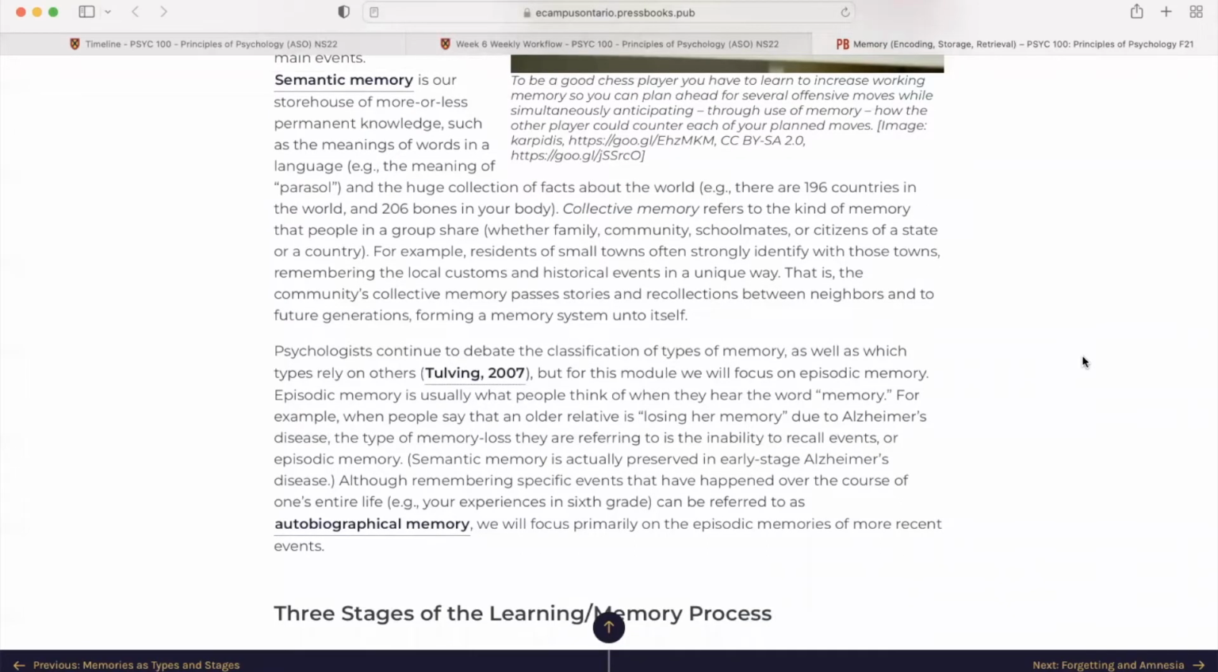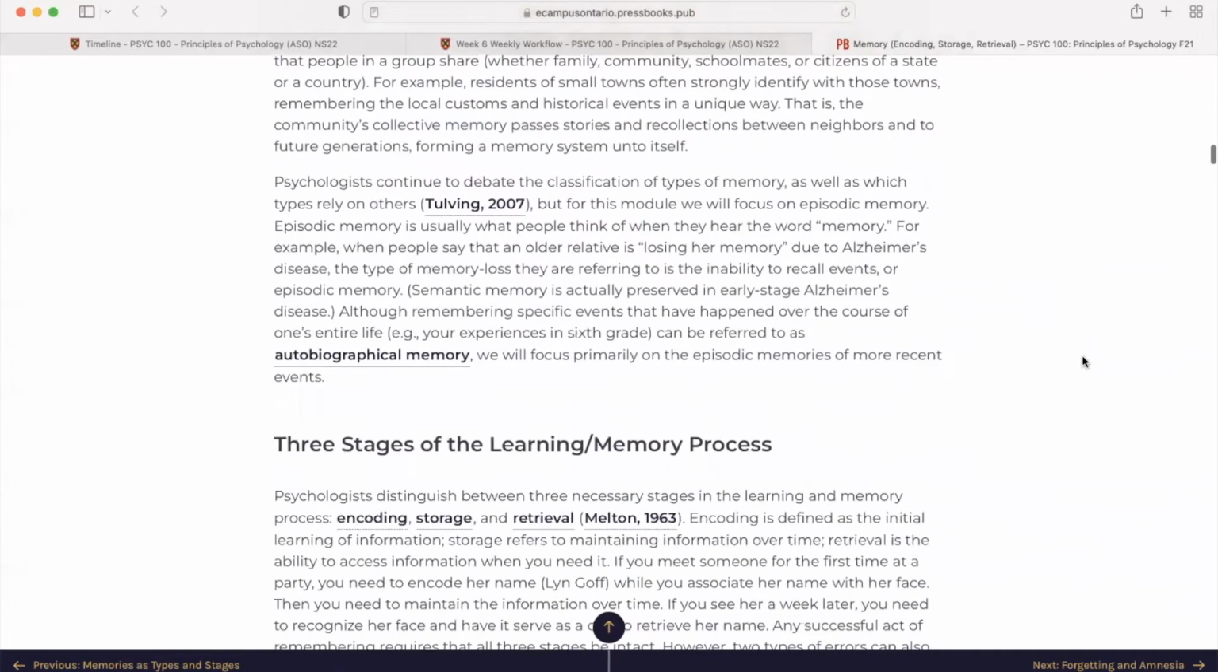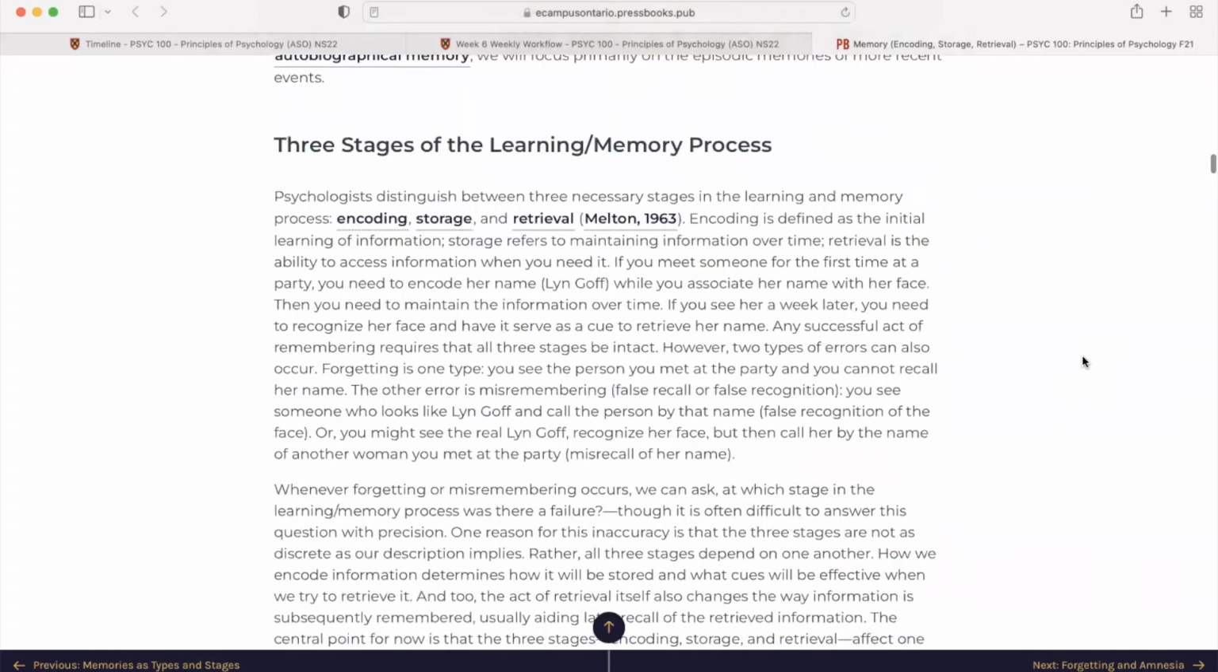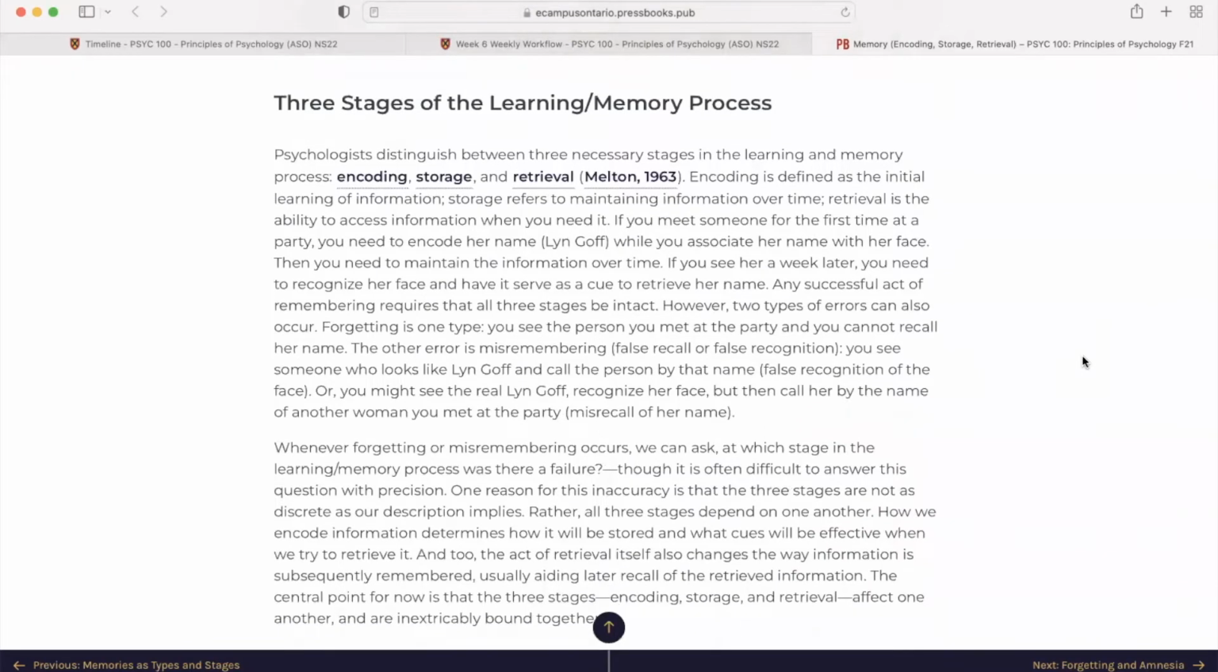Although remembering specific events that have happened over the course of one's entire life, for example, your experience in sixth grade, can be referred to as autobiographical memory, we will focus primarily on the episodic memories of more recent events. Now we get to the 3 stages of the learning memory process. Psychologists distinguish between 3 necessary stages in the learning and memory process: encoding, storage, and retrieval.